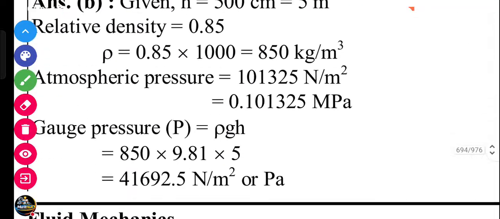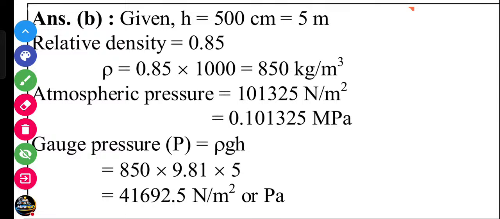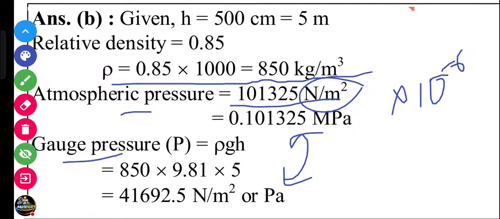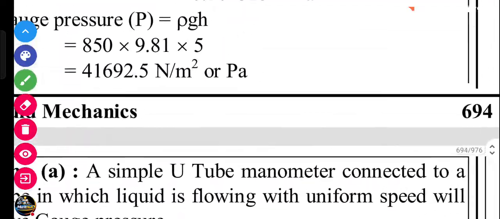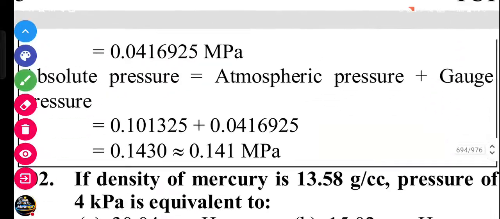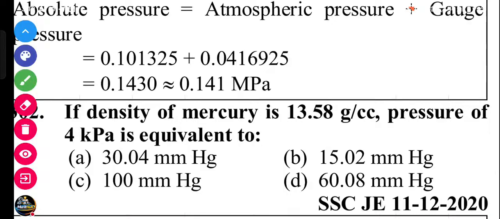Here is the full solution. As I said, P equals rho g h, where rho is 850 kg per meter cube. This is the relative density. The atmospheric pressure, we know, is 101,325 pascals, converted into 10 to the power minus 6 megapascal. Then you can get the gauge pressure. Add those two pressures, you can easily get the absolute pressure. The absolute pressure is 0.141 megapascal.